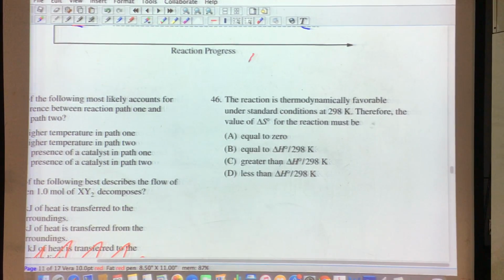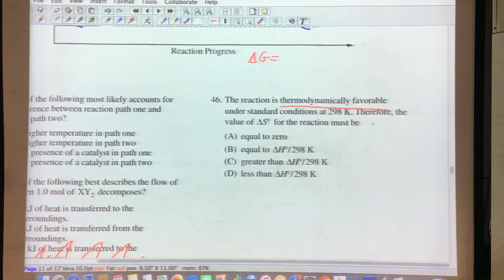Delta G is equal to what? If it's thermodynamically favorable, you've got to get this down. Delta G is positive or negative? Negative, correct. Now we know delta H is what in this problem? Positive. Now let's check out my formula.